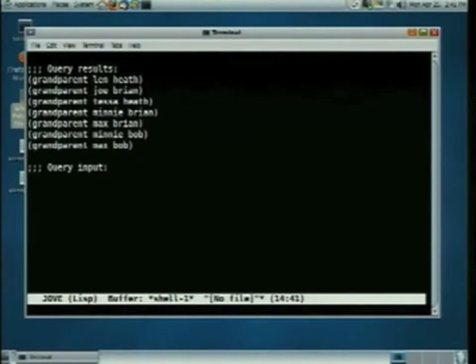By the way, when a variable is used twice in a query, I told you they have to match the same thing both times. Like if I had said likes ?x ?x.